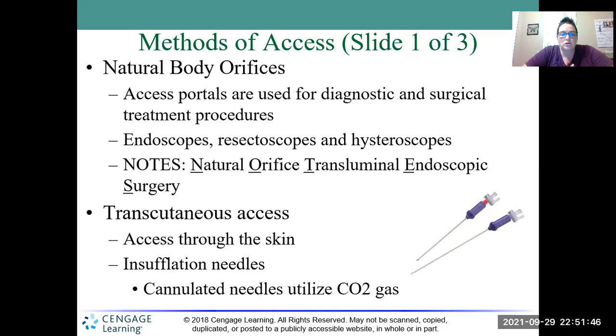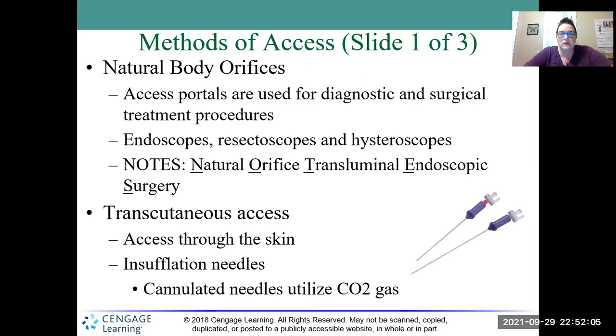I'm thinking of endoscope, resectoscope, hysteroscope, and NOTES. You can think of NOTES being the key acronym for natural orifice transluminal endoscopic surgery. And then we can do transcutaneous access. So this is through the skin.